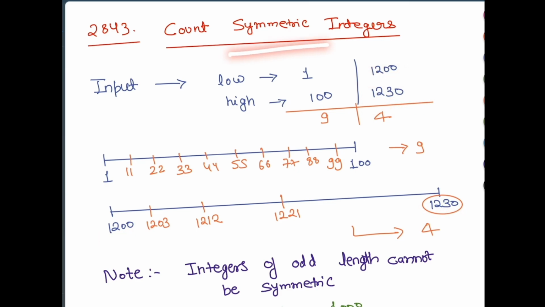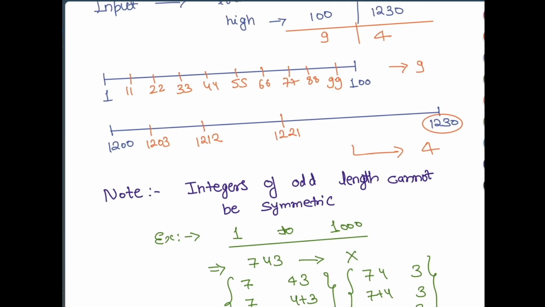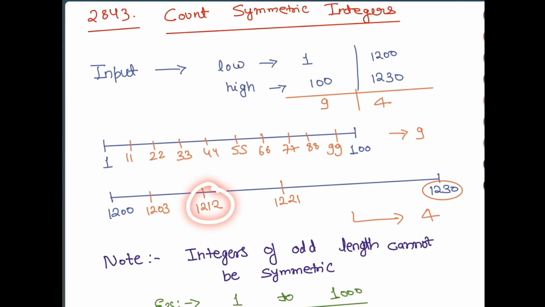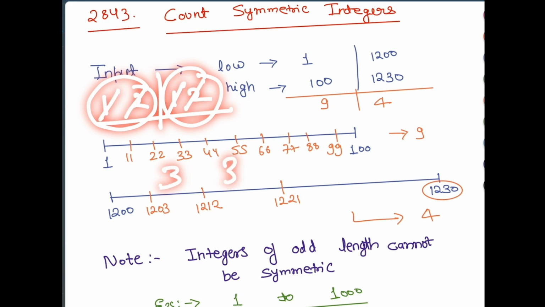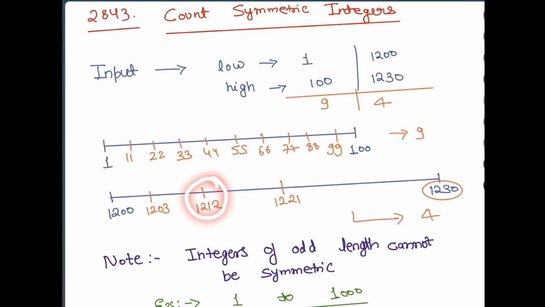Now what are symmetric integers? Let me show you with an example. Let us consider this number 1212. You have to break this into two equal parts. First part is 1 2, second part is 1 2. Now what is the sum of digits in the first part? 1 plus 2, which is 3, and for the second part it is 1 plus 2, which is 3. Now 3 and 3 are the same, right? So if they are the same, then we can say that this is a symmetric integer.